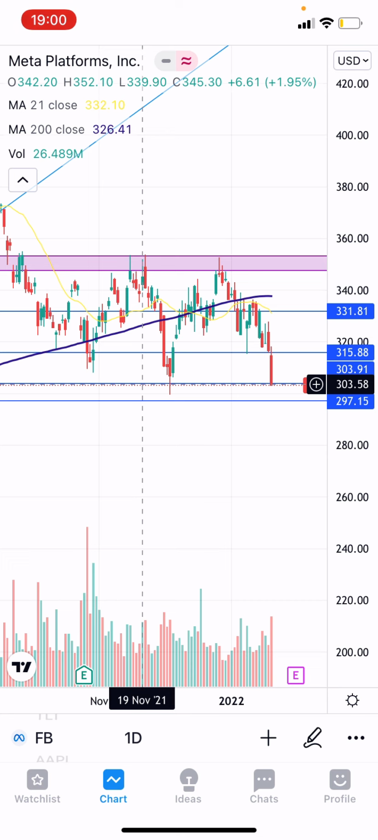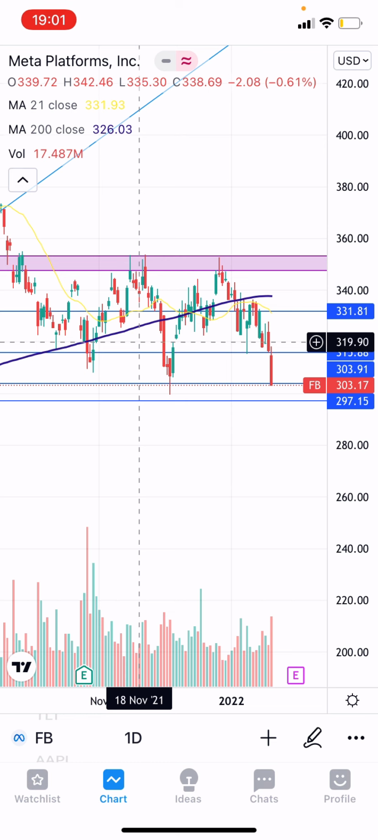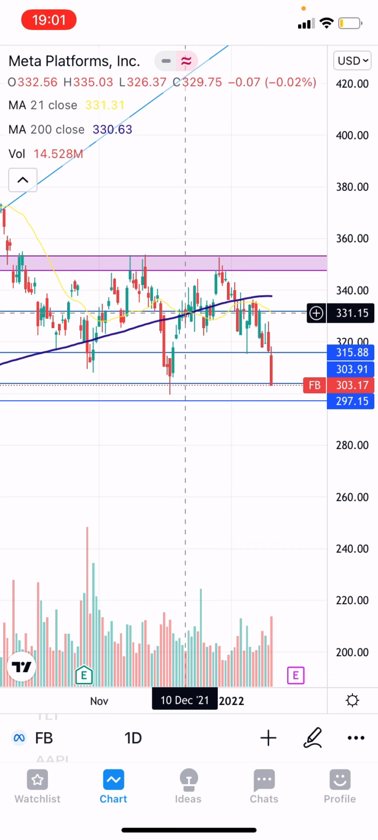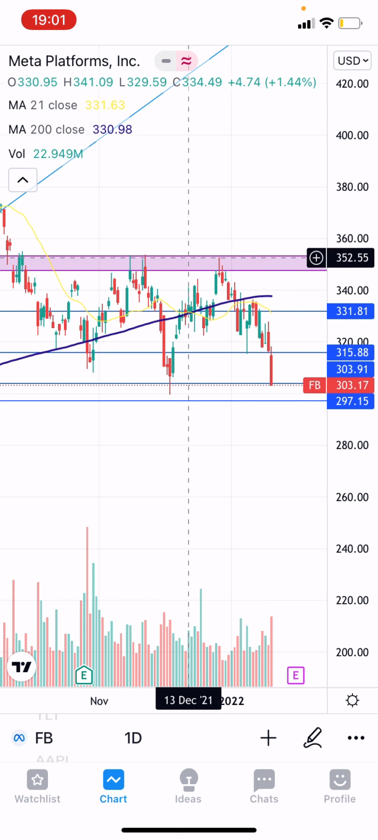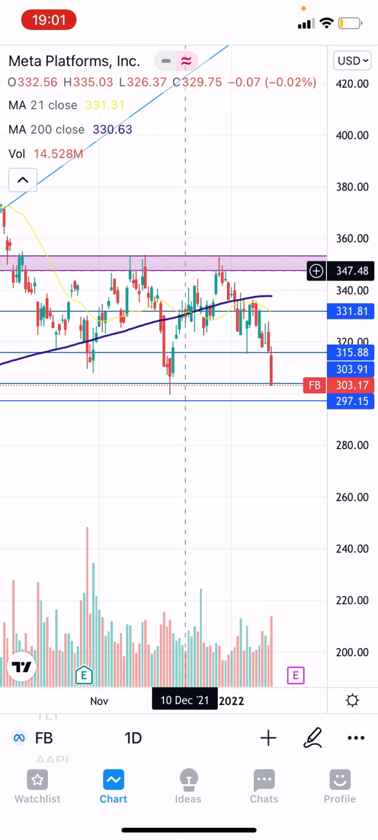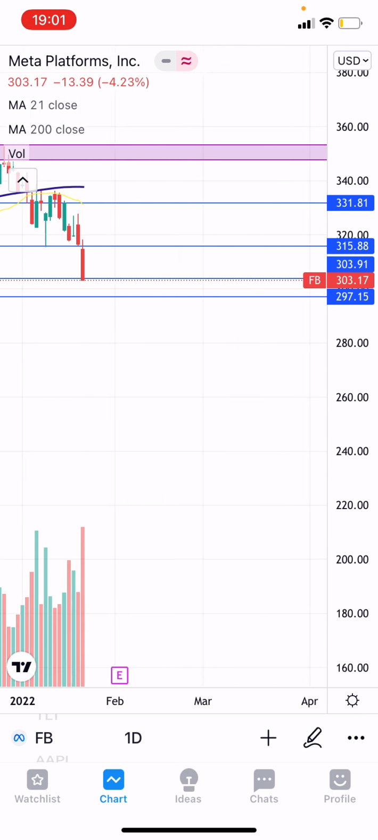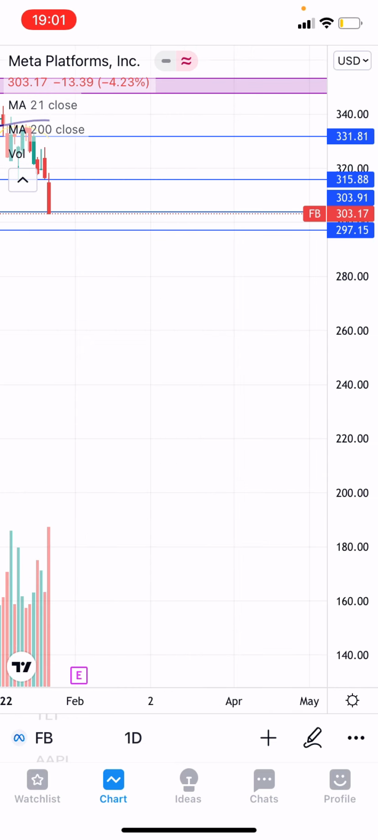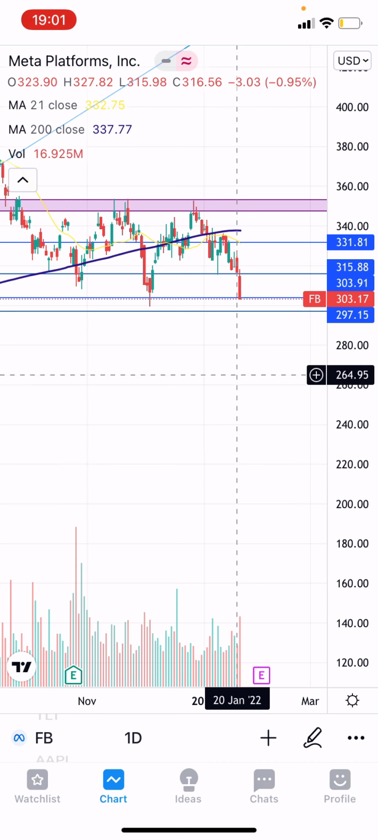So this was an area you could have taken a long at the 303 area. Once it hit here, trim, move up your stop. Once it hit here, trim, move up your stop, because you have a resistance level here and the 200 period moving average. And then you also have this prior resistance level, which has proven very tough after it broke below it. And then once it hit that level, it sold off right back down to that same support level.